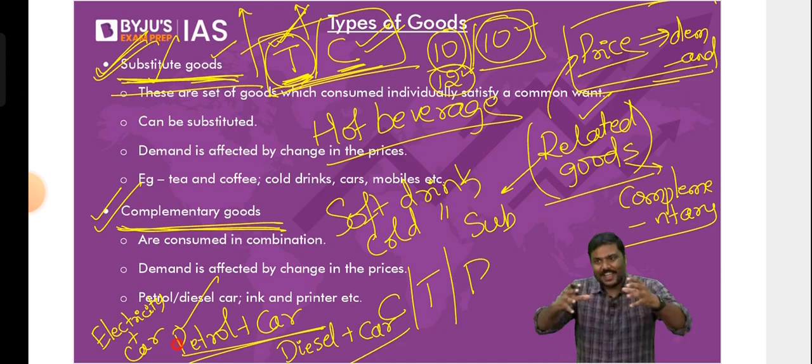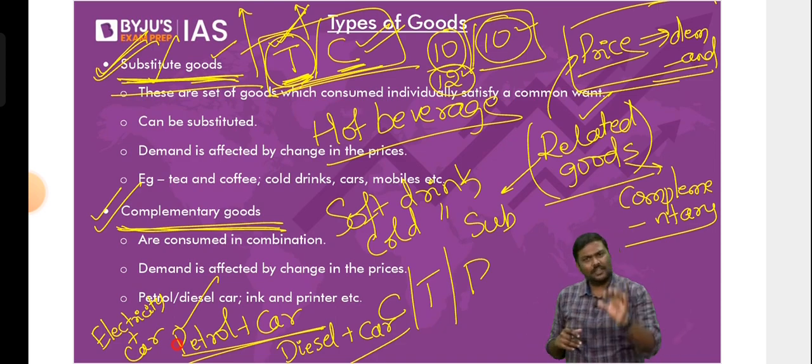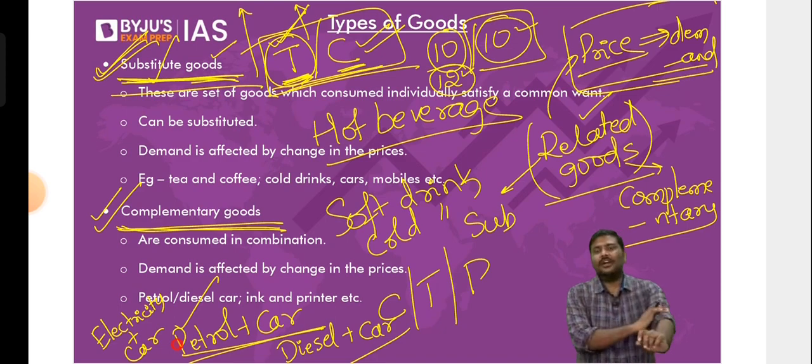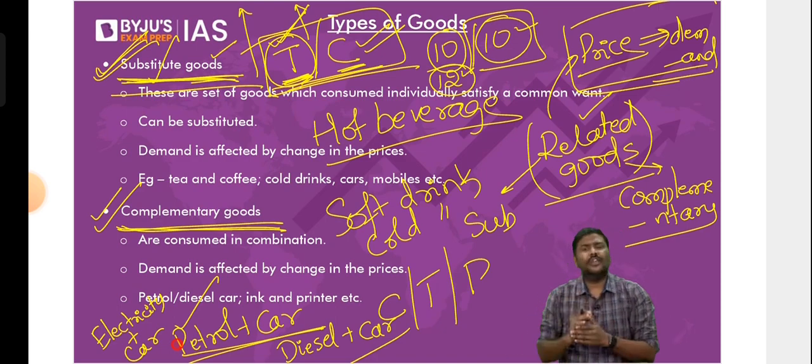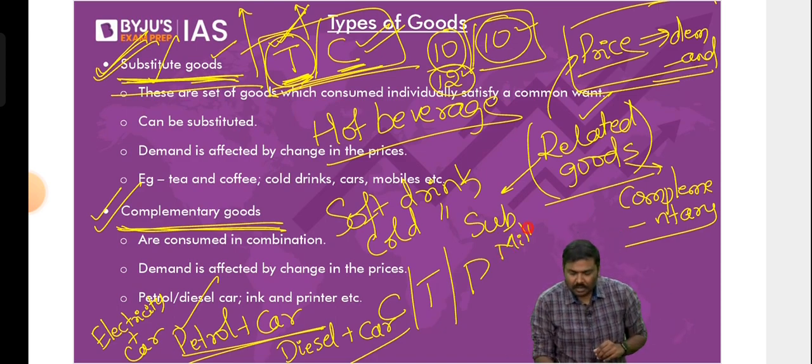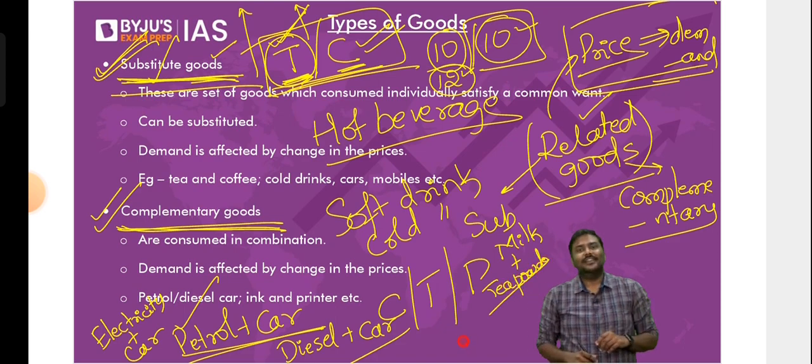There are groups of goods like this. There are more than one goods which have to be combined and then consumed. I'll give you another classic example. You would have already consumed it. All of you have drunk tea just now. Tea or coffee doesn't matter. Let me take an example of tea. Milk plus tea powder. Milk plus tea powder. These are nothing but complementary goods.